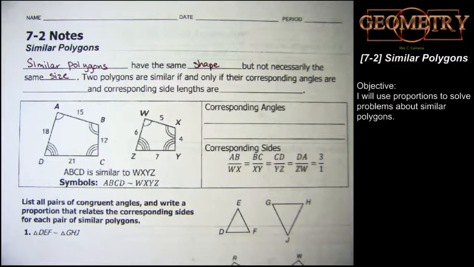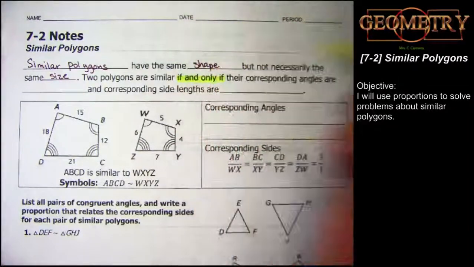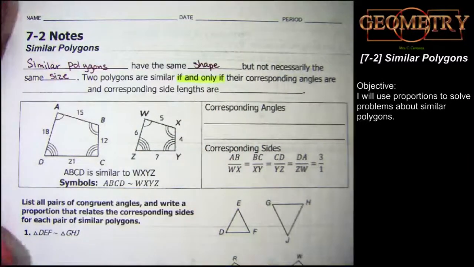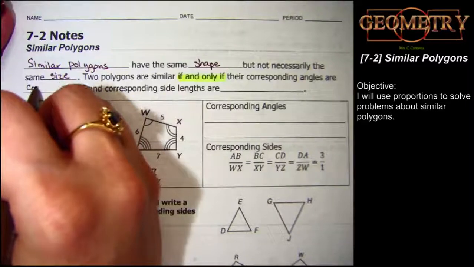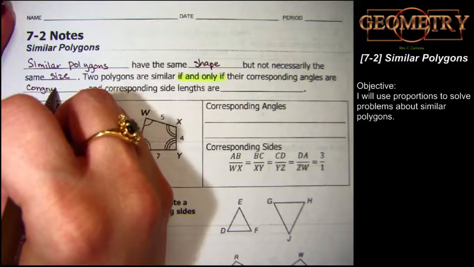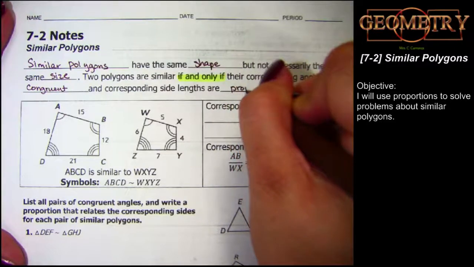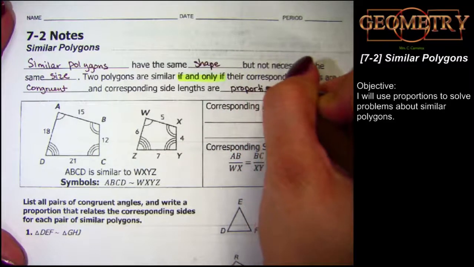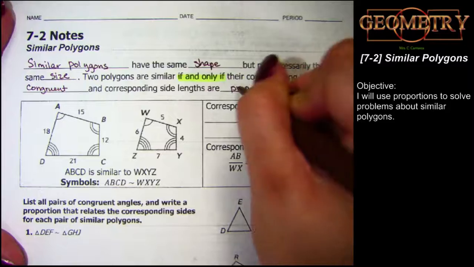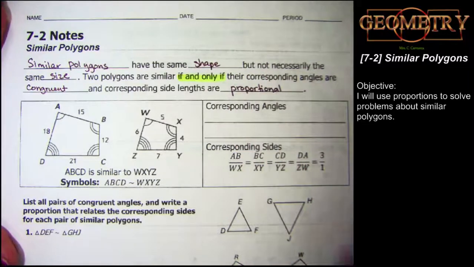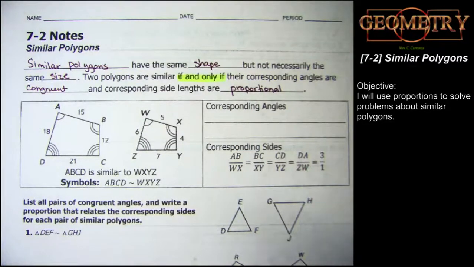Two polygons are similar if and only if their corresponding angles are congruent and their corresponding side lengths are proportional. That is, if you write the measures of the sides as fractions, those fractions are equal.